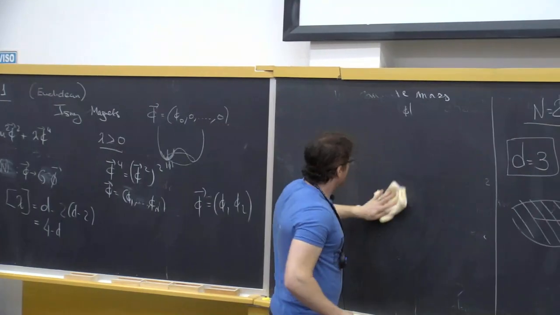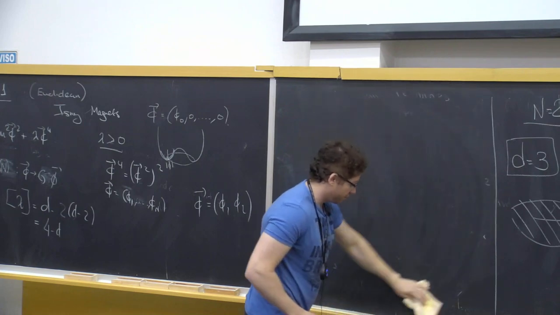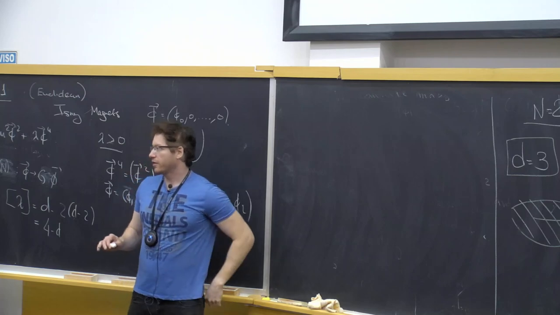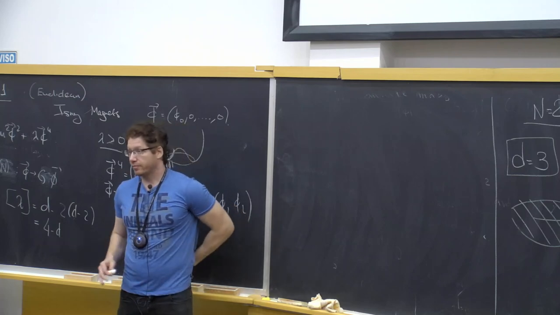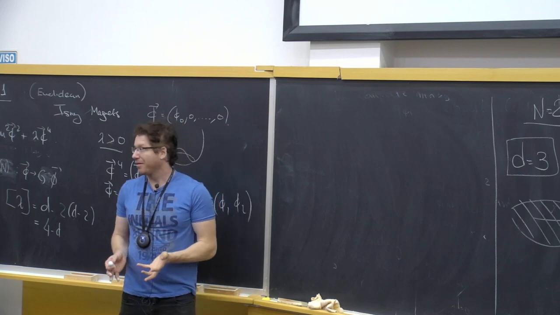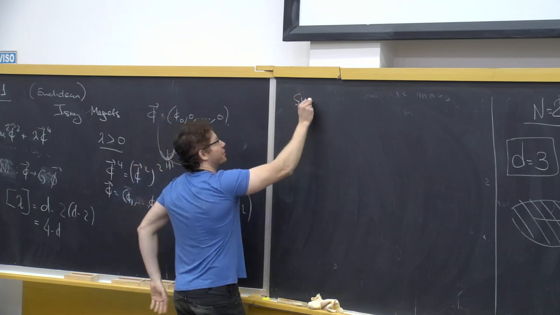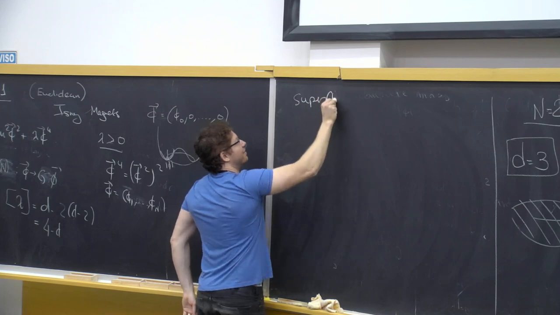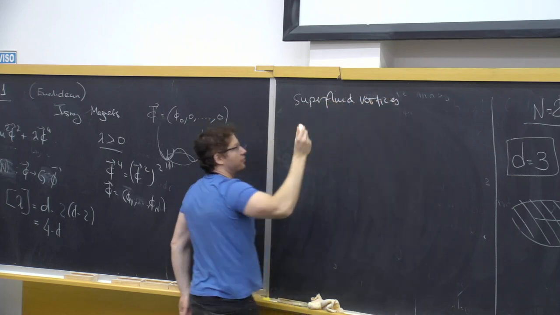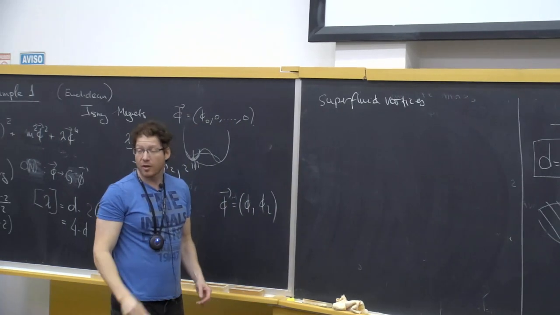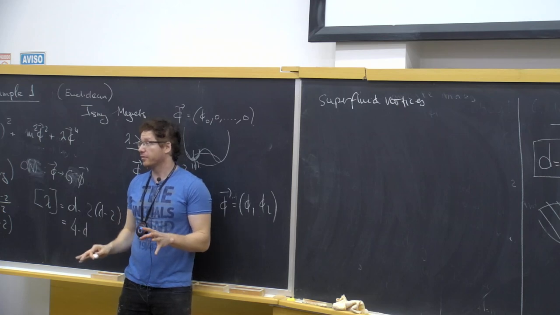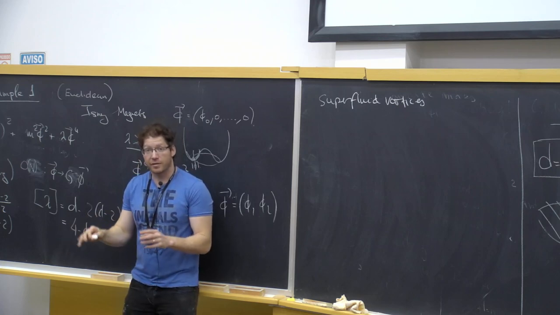So the most interesting object that exists in this model, beyond just the phi particle, are what people in condensed matter call superfluid vortices. And in high energy physics, we just call them vortices. We might call them axion vortices or just vortices. What are these objects? Those are not the phi particles. They're something else. They're not just excitations of phi.